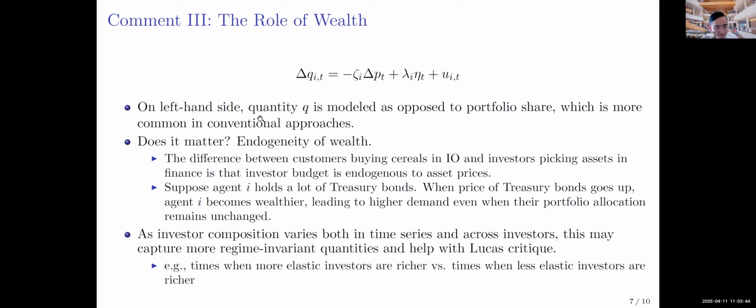And my thought is that there's a difference between how customers select cereals in IO settings and how investors pick assets in finance settings, which I think is more exciting. The reason is that for the latter setting, investor budget is endogenous. The agent holds treasury bonds. If treasury prices change, the agent's wealth would change, and that endogenously leads to a higher demand, even when their portfolio shares are constant. So that's something worth thinking about.